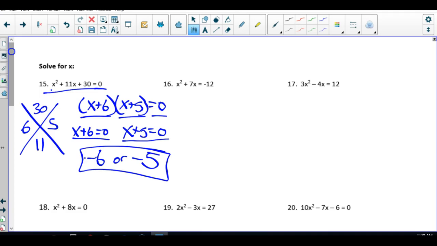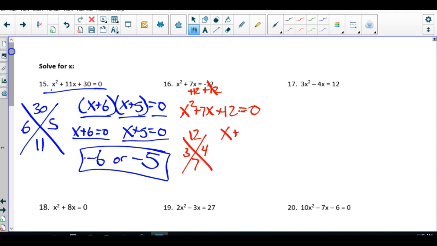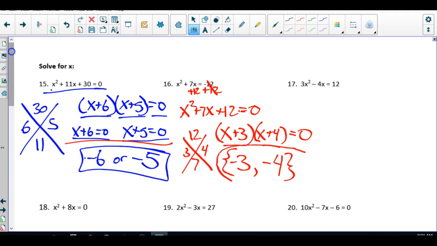Number 16, it doesn't equal 0, so I need to start out by making it equal 0. Add 12 to both sides, and we get x squared plus 7x plus 12 equals 0. And then factor it. Easy type. 12 up top, 7 down bottom, 3 and 4 are our side numbers. So x plus 3 times x plus 4 equals 0. Using the same thing we used over here, we set up the two factors to equal 0 themselves, and we're going to get negative 3 or negative 4. Those are our x's.